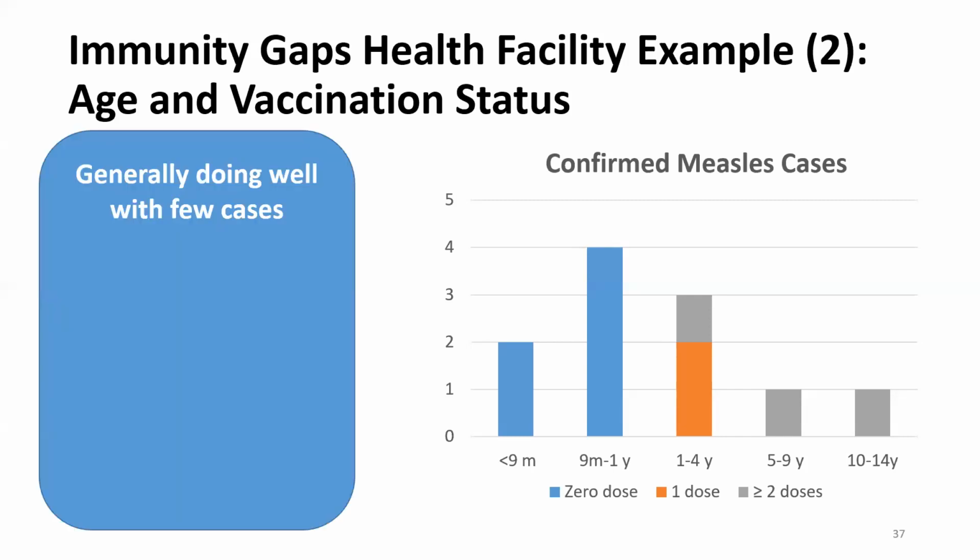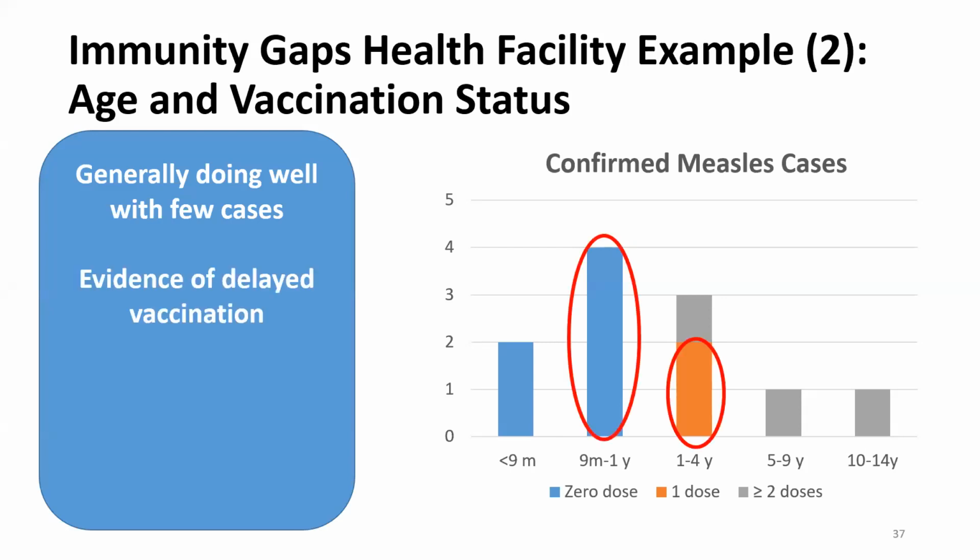Next slide. So to investigate this more closely, we looked at confirmed measles cases by age and vaccination status in this area. Next. In general, this health facility is doing quite well. So we can see there are very few cases overall. However, once we look at this age and vaccination status, we see that there's evidence of delayed vaccination. So in the 9 month to 1 year age range, these children were zero doses with confirmed measles in spite of being eligible for one dose. So this was a country that gave MCV1 at 9 months. We also see some children in the 1 to 4 year age range who have only received one dose when they're eligible for two doses.